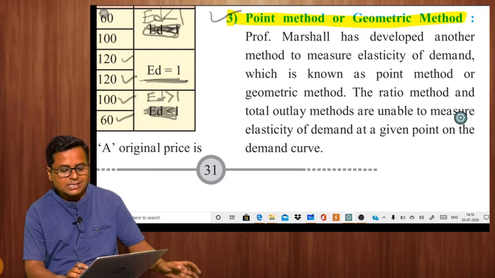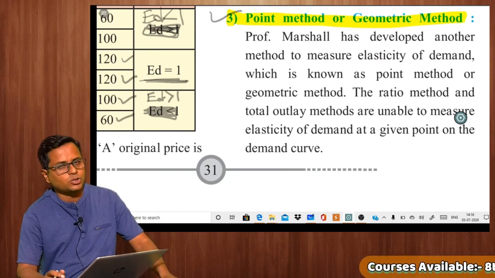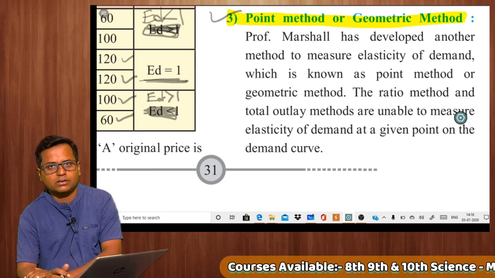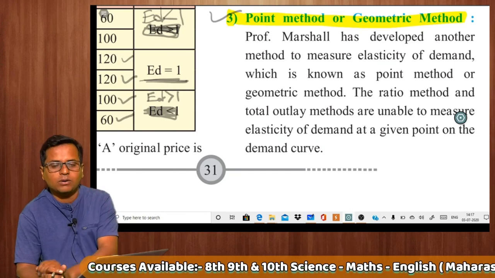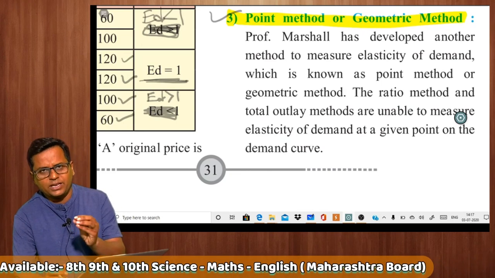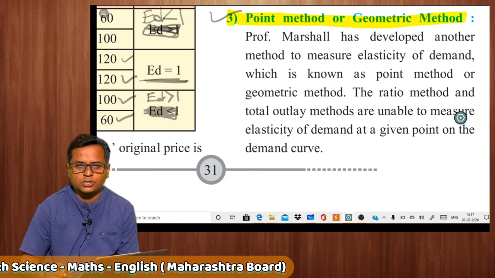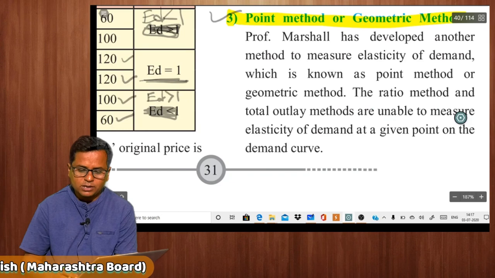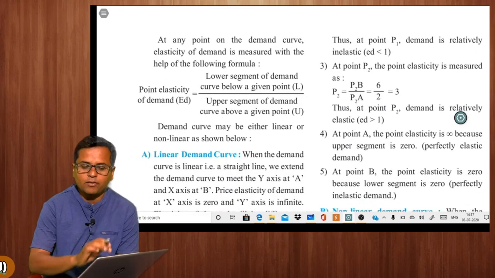This method was developed by Dr. Alfred Marshall. All these methods were developed by Dr. Alfred Marshall. The percentage method and total expenditure method cannot be used for measuring price elasticity of demand at a given point on the demand curve, when the change in price and change in quantity demanded is very small. Geometric method or point method is useful in such a case. So this method we are going to learn in this video.